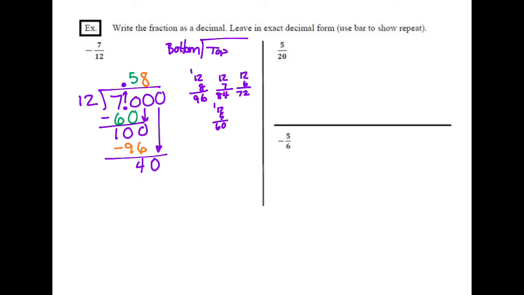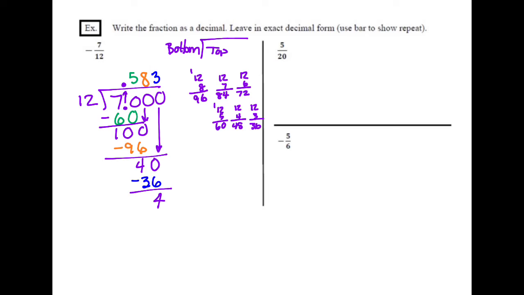I was going to go back to green again, but I'll get a new color. So 12 goes into 40. 60 is too big, right? So go down again. We get 48. That's not helpful. So go down again. 36. There we go. We need a 3. So 12 times 3 is 36. You subtract, and we get a 4.